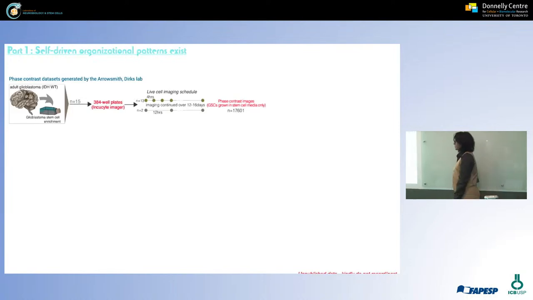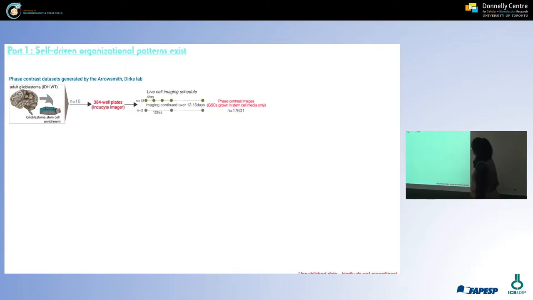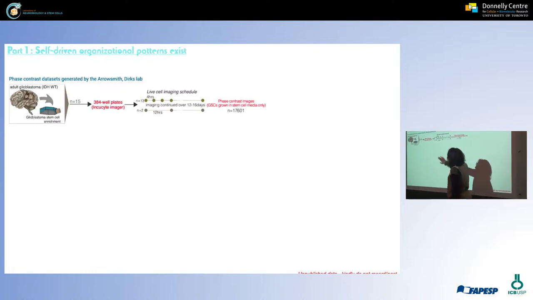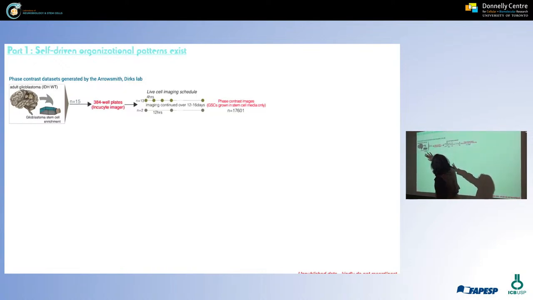So when I started this project, it was in the middle of COVID. I actually had nothing to do and I was dying to do something. So I was very fortunate that we had about 15 data sets of phase contrast images that was generated by the Aerts-Smith and the Dirks lab. Peter Dirks is a neurosurgeon, and Cheryl Aerts-Smith is the director of the Structural Genomics Institute in Toronto.